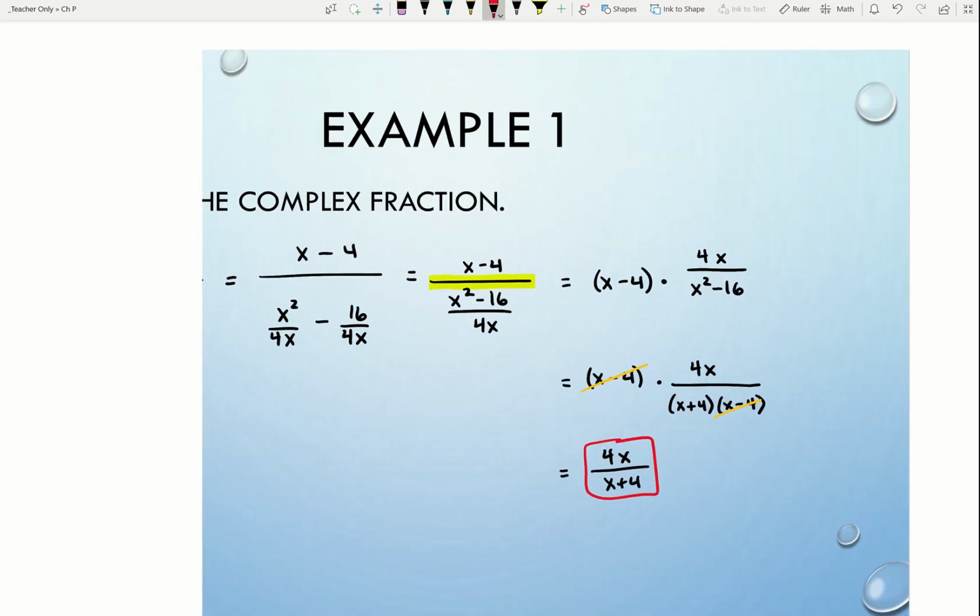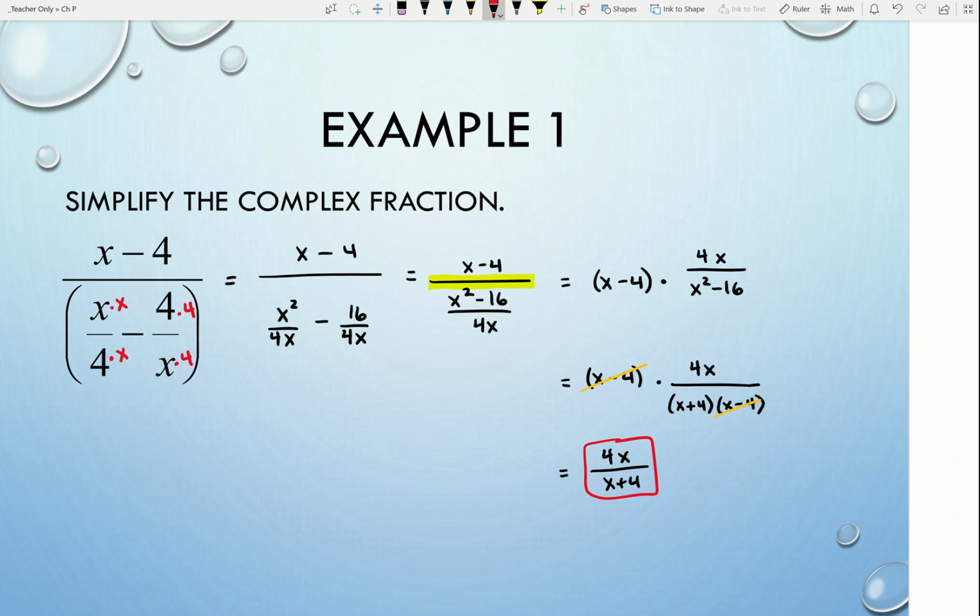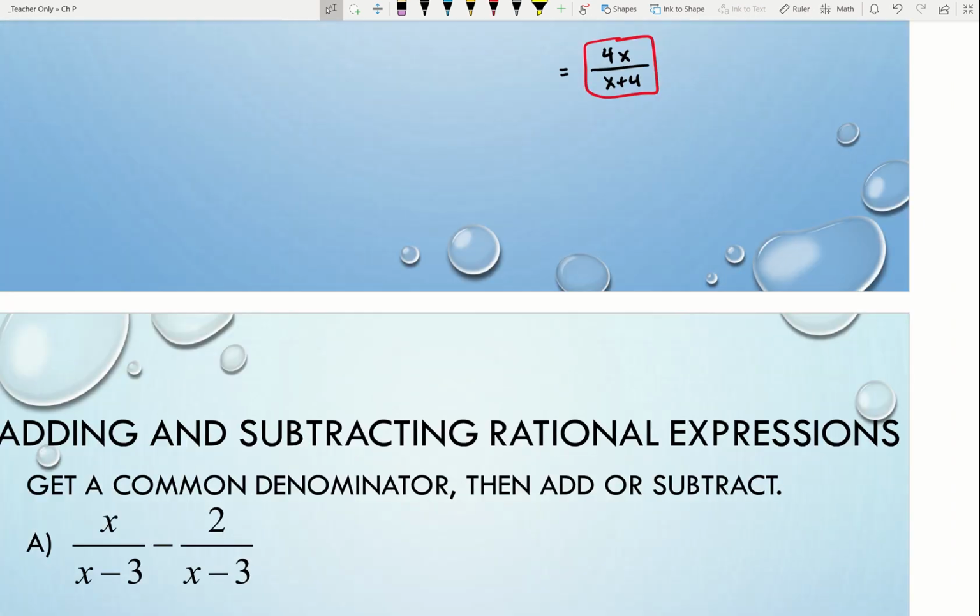Okay, so complex fractions, that's just another way to look at dividing rational expressions. Complex fractions come up from time to time, so it's important to know how to deal with them.